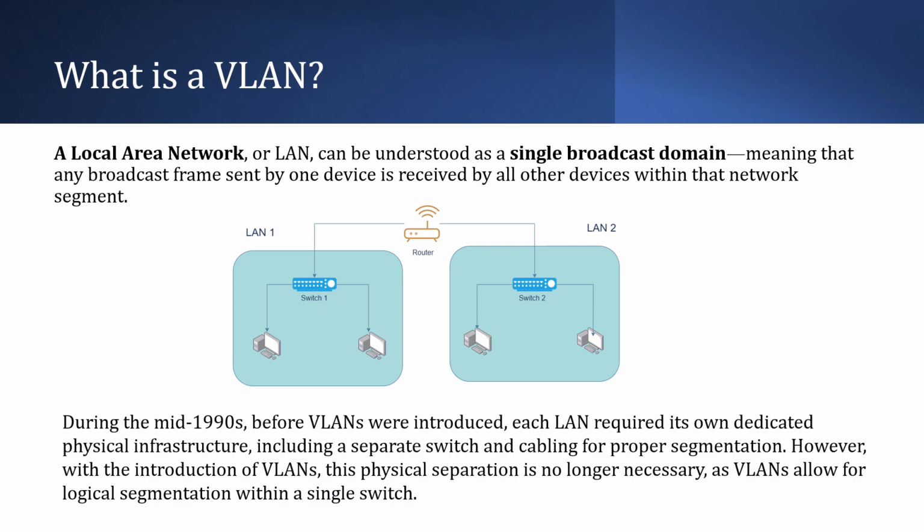And during the mid-1990s, before VLANs were introduced, each LAN required its own dedicated physical infrastructure, including a separate switch and cabling for proper segmentation. Essentially, different LANs needed distinct physical networks. However, with the introduction of VLANs, this physical separation is no longer needed, as VLANs allow for logical segmentation within a single physical switch.